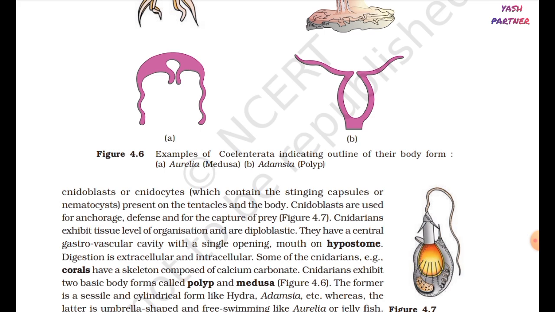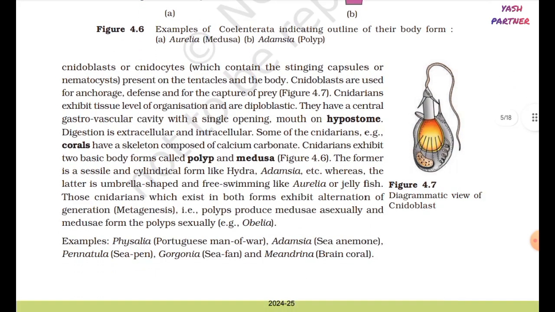Figure 4.7. Cnidarians exhibit tissue level of organization and are diploblastic. They have a central gastrovascular cavity with a single opening, mouth, on hypostome. Digestion is extracellular and intracellular. Some of the cnidarians, for example corals, have a skeleton composed of calcium carbonate.